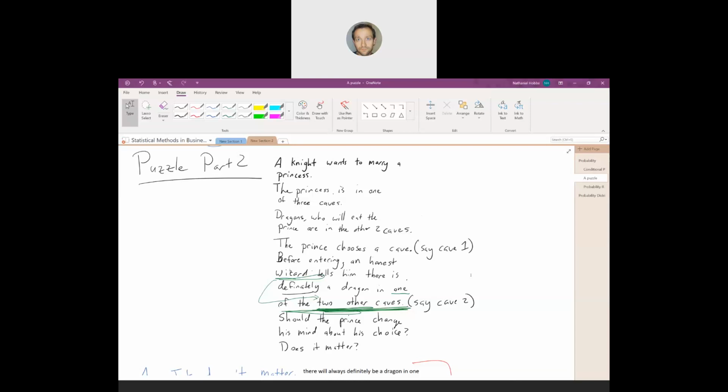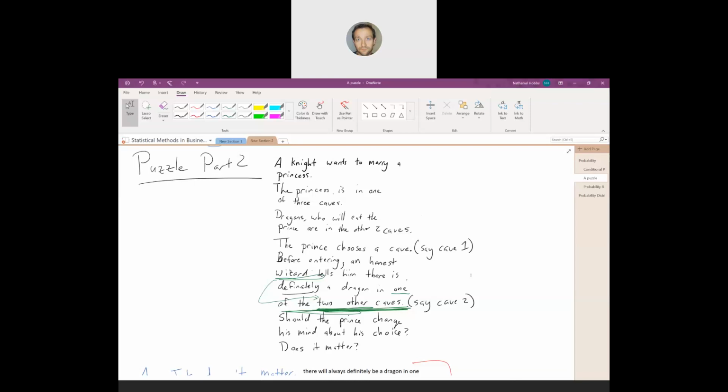And when the wizard reveals a cave, what's in the cave? Well, he reveals the cave, and he'll say there's a dragon, like if he reveals cave 3. Would the wizard reveal the cave with the princess? No. Correct. So these are the types of things that are important when doing the math kinds of things.